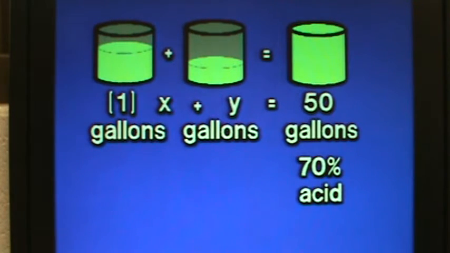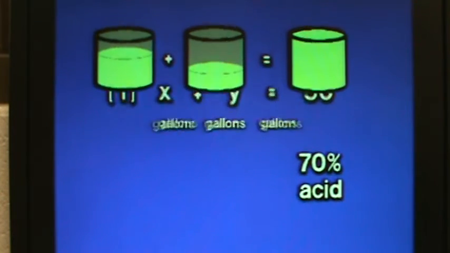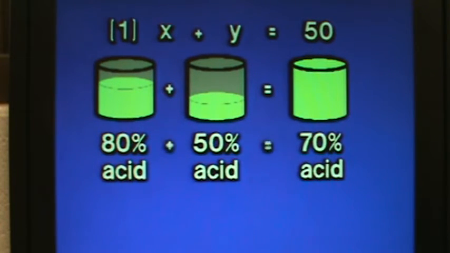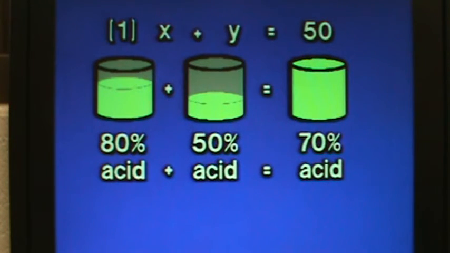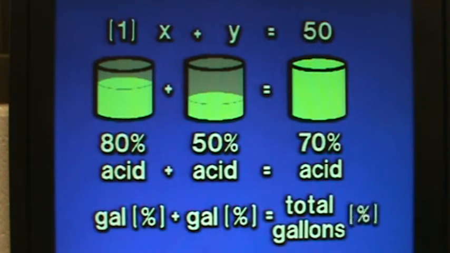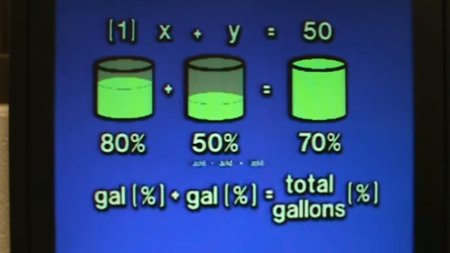Now, our second equation is based upon the intensity of acid involved. And actually, it's based upon the amount of pure acid in the first container plus the amount of pure acid in the second container is equal to the amount of pure acid in the mixture. And the amount of pure acid in each container is found by multiplying some number of gallons times the percent of acid. So it's gallons times percent plus gallons times percent is equal to total gallons times resulting percent.